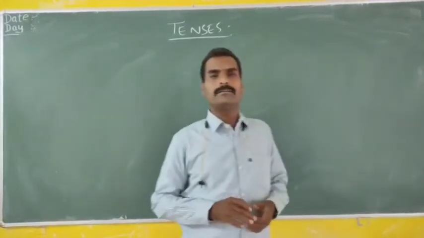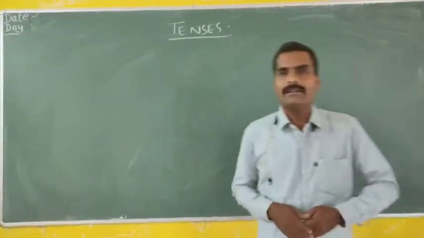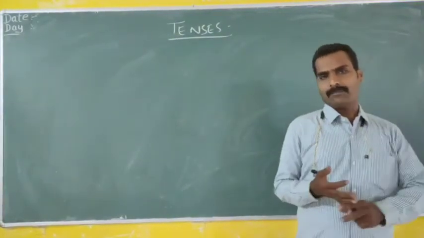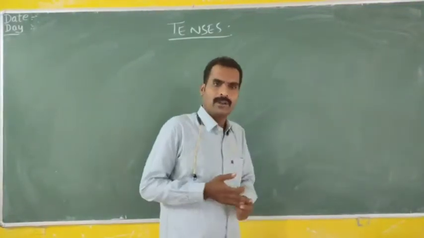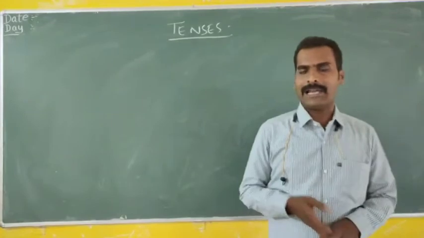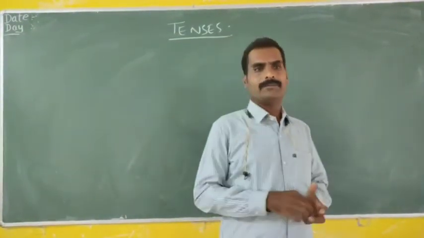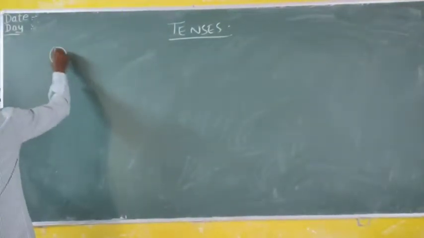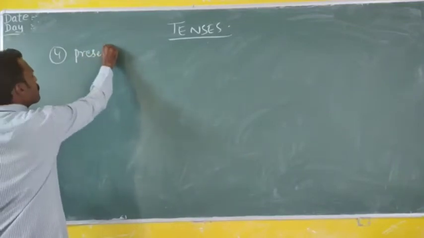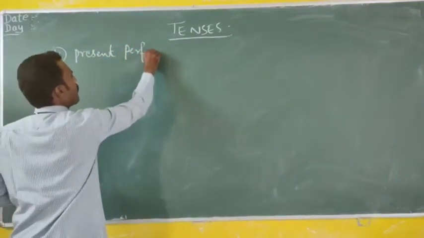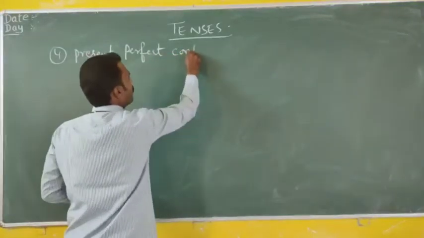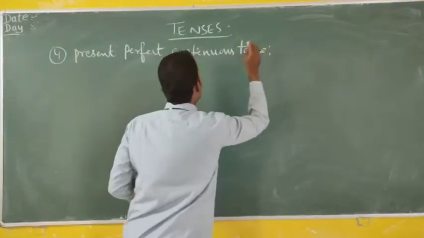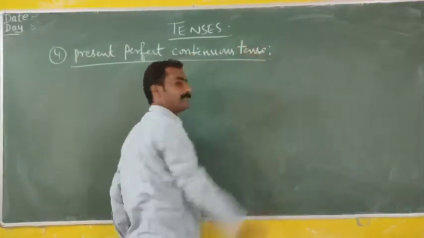We are discussing tenses. In my previous class, I discussed three tenses with you: simple present tense, present continuous tense, and present perfect tense. Now let me discuss the fourth tense, called present perfect continuous tense.